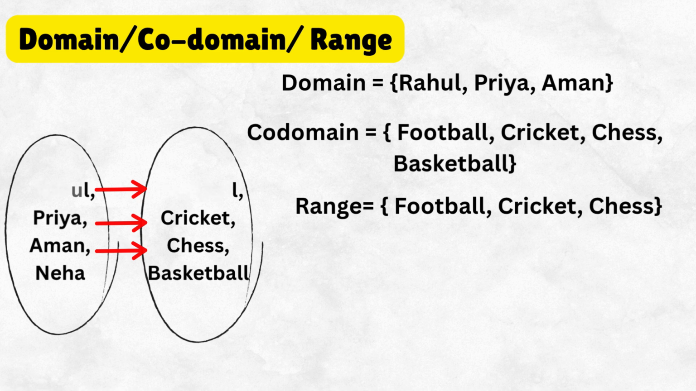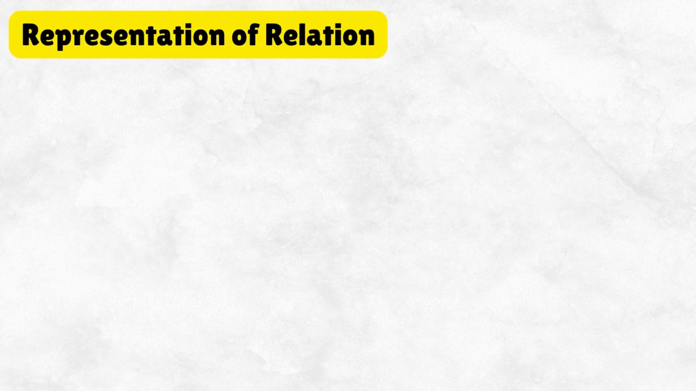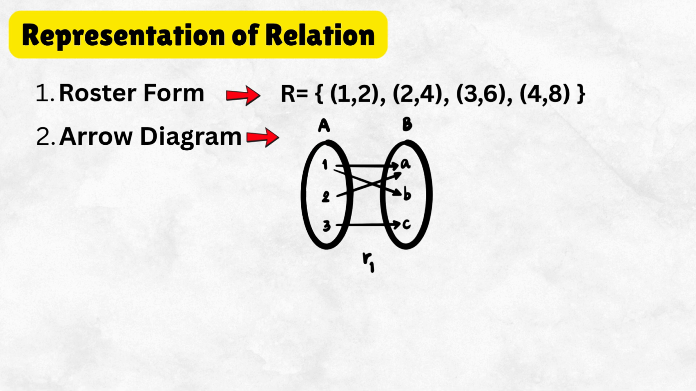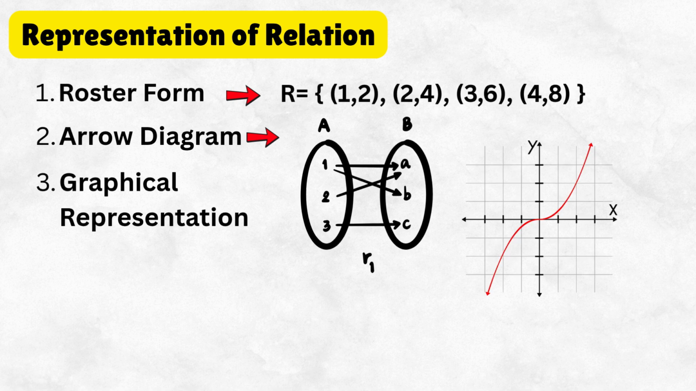Now let's see how relations can be represented. The first method is called the roster form. Here we simply write down all the ordered pairs. The second method is the arrow diagram. We place one set on the left, the other set on the right, then draw arrows showing the connections. The third method is the graphical representation. Here, every ordered pair is plotted on the coordinate plane. Although these three methods look completely different, they all represent exactly the same relation.